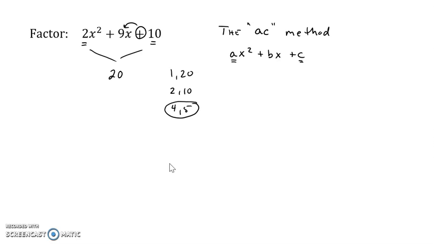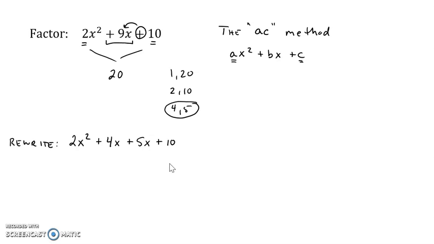And all we're going to do is rewrite our original problem. So this will be 2x squared, and we're going to be rewriting this 9x using that 4 and 5. Right, so we have a positive 4x and a positive 5x, which is what gave us that positive 9x. And then we have our plus 10 at the end. So notice I really didn't change the problem any. All we did is break apart that middle term.